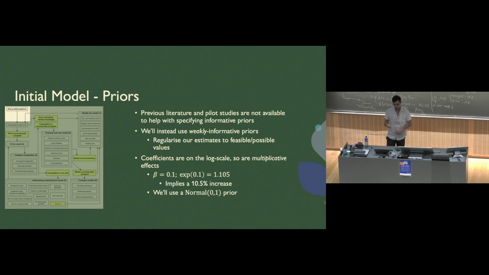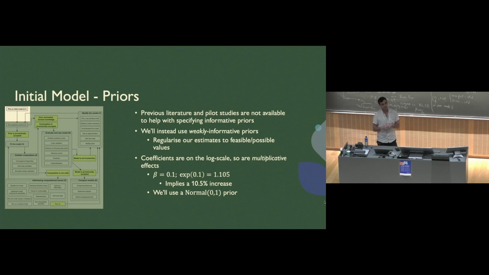So how would we decide that? Well, remember we're modelling our outcomes on the log scale, which means that our coefficients are not additive, they're multiplicative. So if someone has a beta of 0.1, we exponentiate that to 1.105, which means that for every 1 unit increase in our predictor, there's a 10% increase in our outcome, in this case, the rate of seizures. So you can see that we don't need a very big prior in this instance to cover our reasonable range of values. So in this case, we'll use a normal 0, 1.